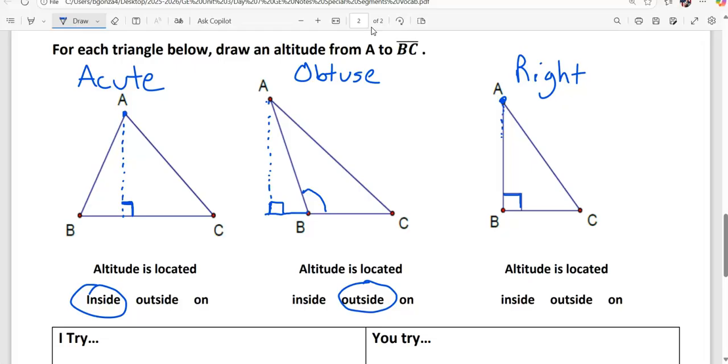Last but not least is a right triangle. If I go straight down, do you see how it's like just following that line? It's already right. So it's on the edge of a right triangle. Write that down, and we're going to do an example together. You try it all together. And it should take like 5 minutes.